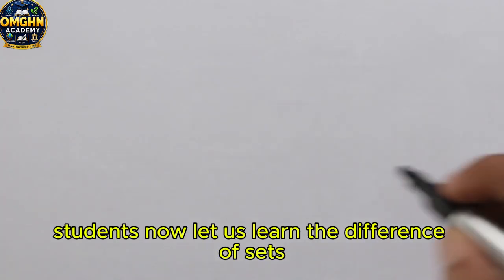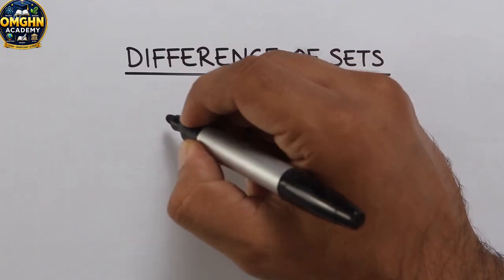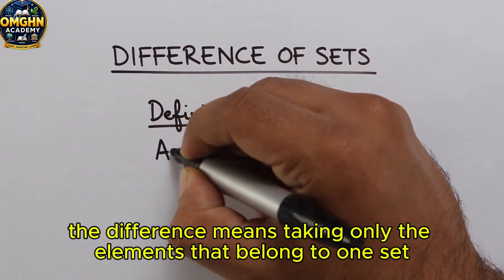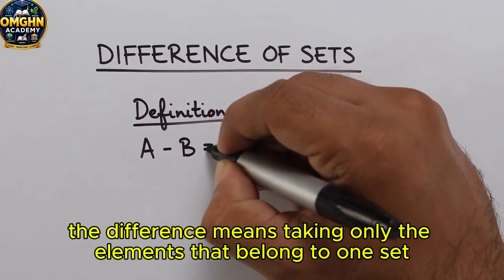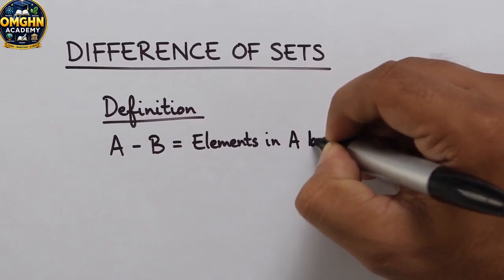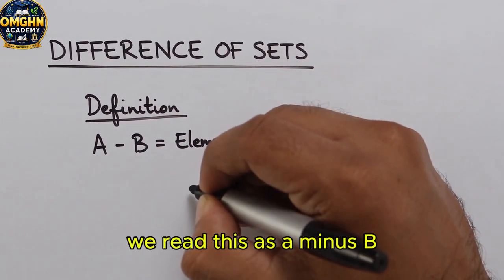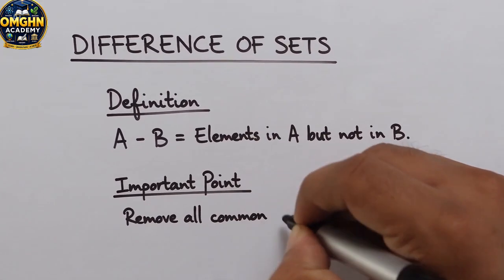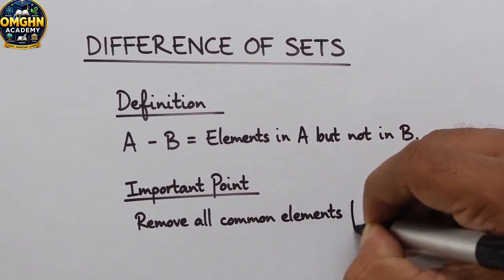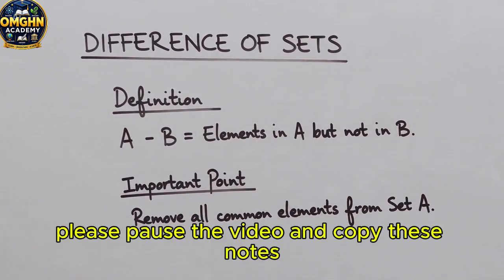Students, now let us learn the difference of sets. The difference means taking only the elements that belong to one set but not the other. We read this as A minus B. Please pause the video and copy these notes.